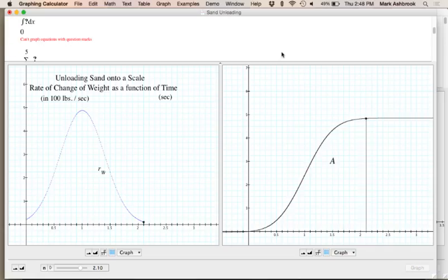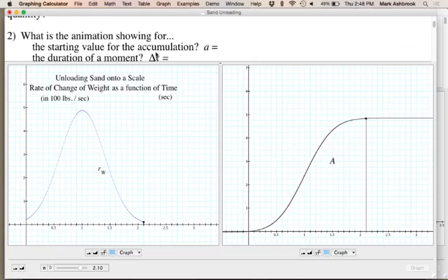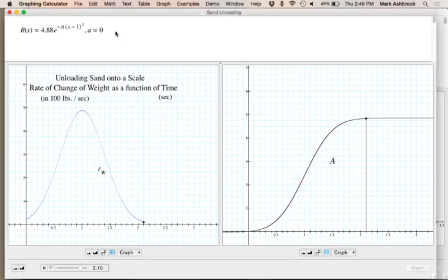So this is the next thing you're working on. Due a week from Tuesday. Here's the function for the sand unloading. There's the function for the sand unloading, but all you have to do is change that capital R function, and it should work for another function.